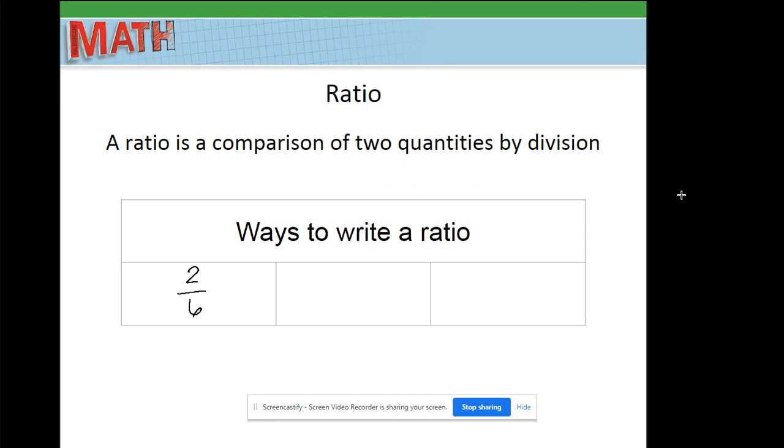That's one way. Another way is that we could actually write 2 to 6, okay? And this is our example. And then our last one is 2, and then we have our colon, 2:6, okay? So there's three different ways that you can write a ratio. Any of these three will be good, except the only thing that you need to do is write them in simplest form, okay, which we'll be getting to in a moment.